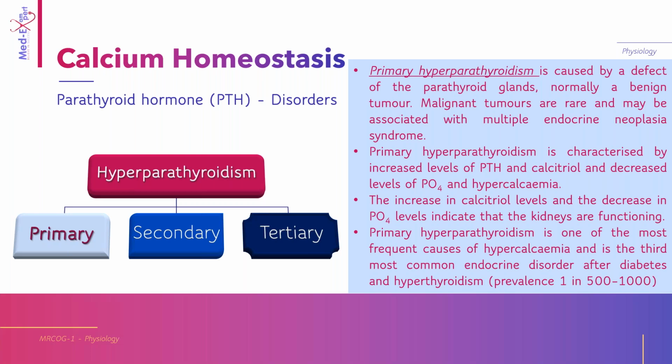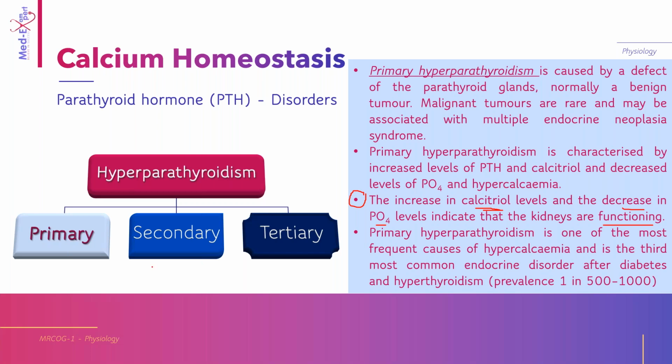Primary hyperparathyroidism is one of the frequent causes of hypercalcemia, and it's considered in the endocrine disorders as the third most common endocrine disorder after diabetes and hyperthyroidism. And here, this is a very important point to keep in mind: the increase in the level of calcitriol and the decrease in the level of phosphate indicate that the kidneys are functioning. That's how to differentiate between primary hyperparathyroidism and secondary hyperparathyroidism, as we are going to see now.